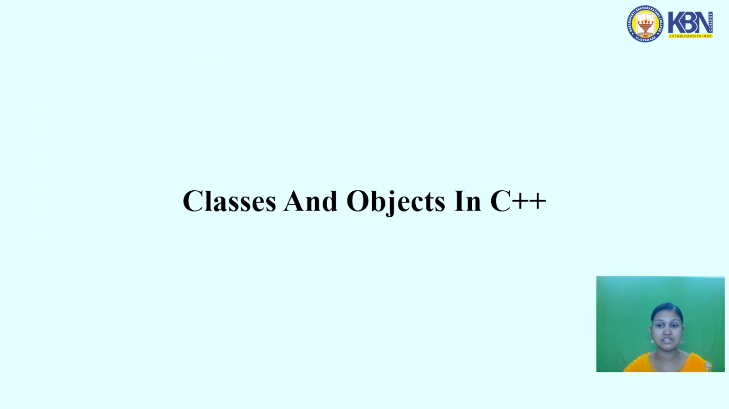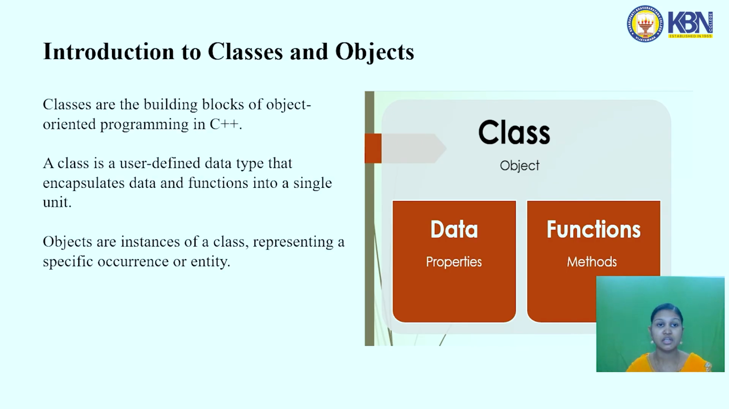What are classes and objects in C++? Here, a class is the building block of object oriented programming. For example, a class is a user defined data type. First of all, you have to create a class. Without a class, we can't create any object. For example, student is a class, and the objects may be student roll number and student name. We can't define any object without a class in any programming language.